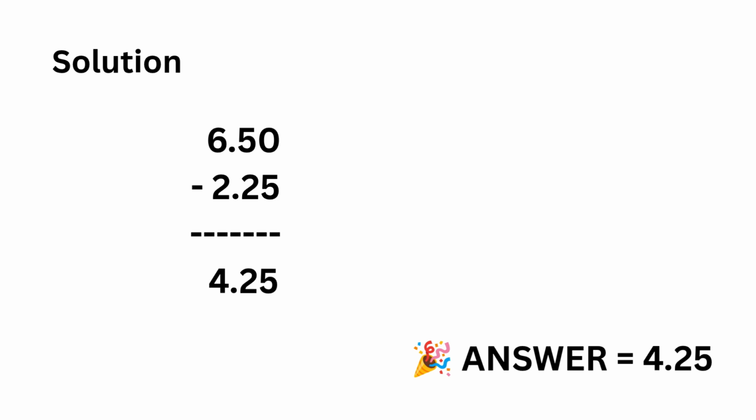Now let's check it. 6.50 minus 2.25 is equal to 4.25. When you subtract, you borrow 1 from 5 to the 0 at the end on your right. It becomes 10. 10 minus 5 gives you 5. Then 4, because that 5 is now 4, we borrowed 1. 4 minus 2 gives you 2. Then at the left side of the decimal, 6 minus 2 gives you 4. So 4.25. That's our answer.